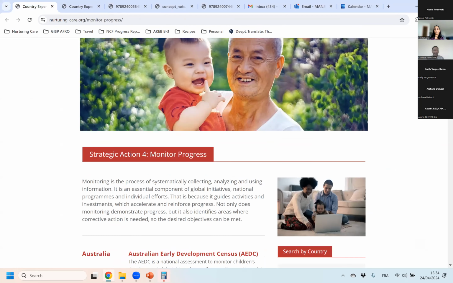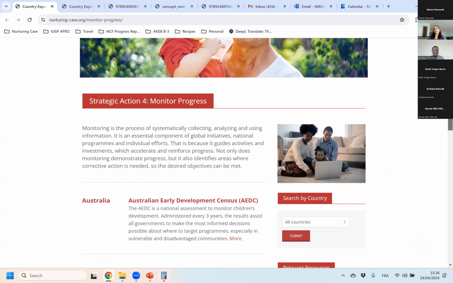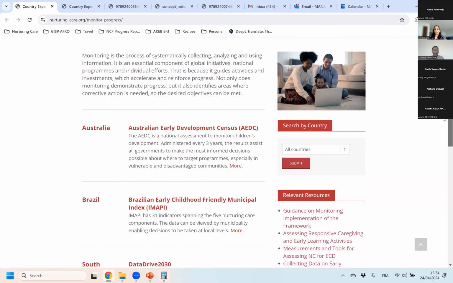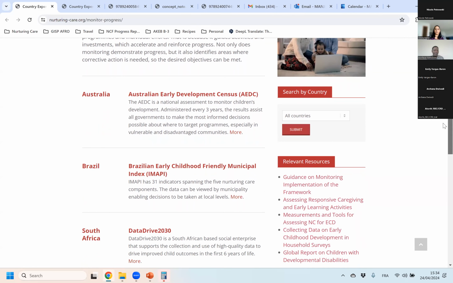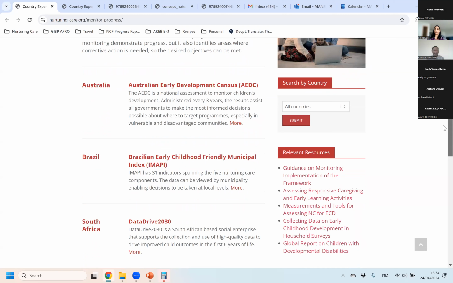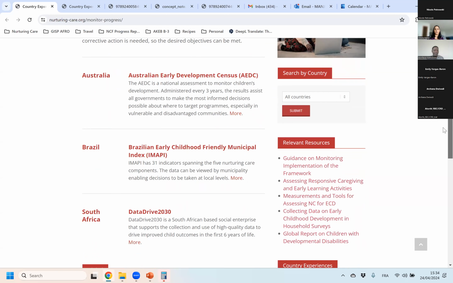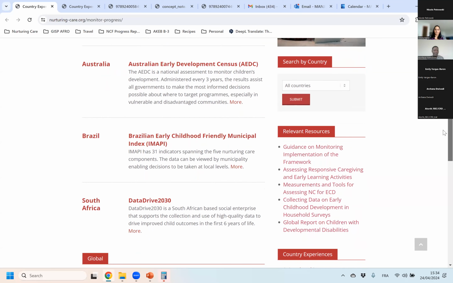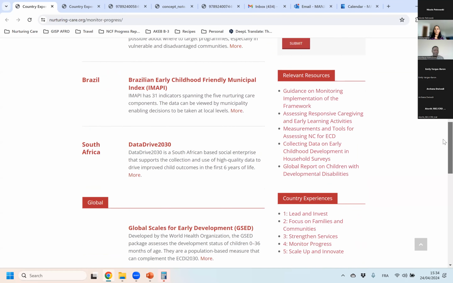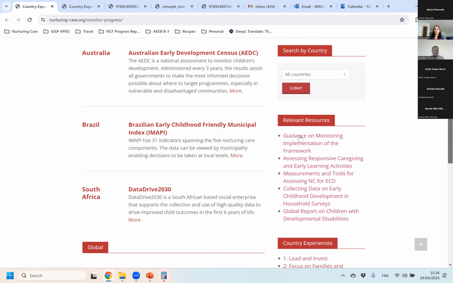the strategic action 4, here are examples of things that are underway in different countries. It's not exhaustive, and we would very much welcome your contributions. If there are experiences that you are able to share from countries that you are involved in, we would love to add them here. The concept note that I mentioned, the guidance, the one from 2019 is here.